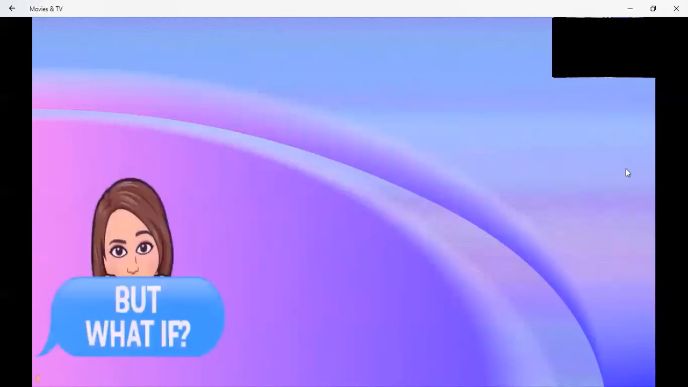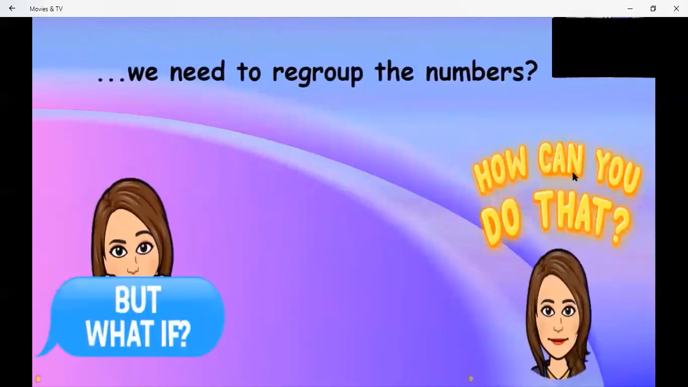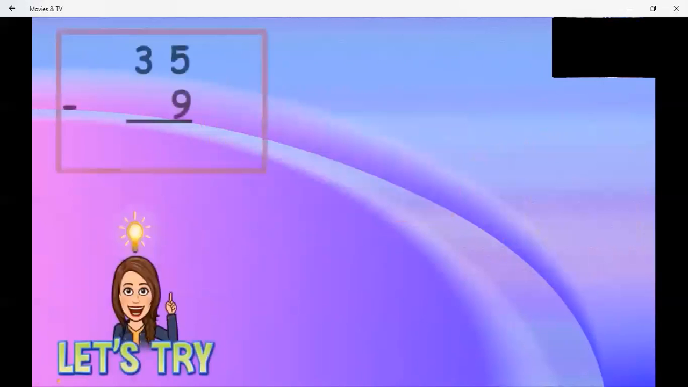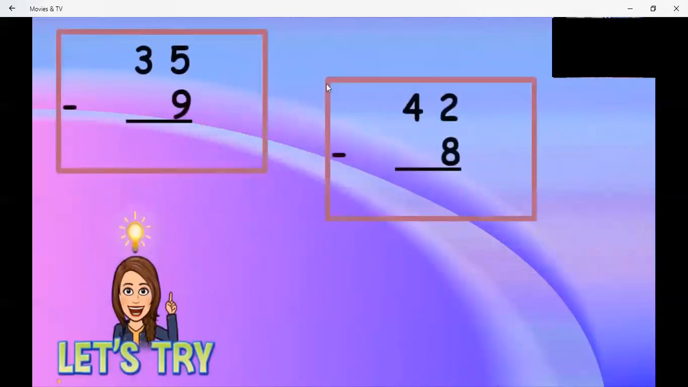But what if we need to regroup the numbers? And how can you do that? We're going to use the compensation method. So let's try this. We have here 35 minus 9 and 42 minus 8.